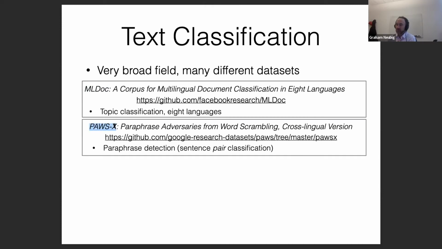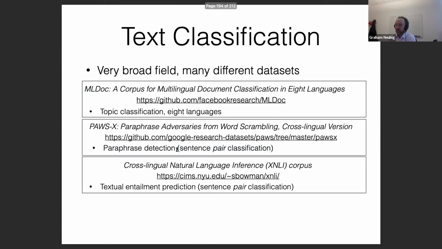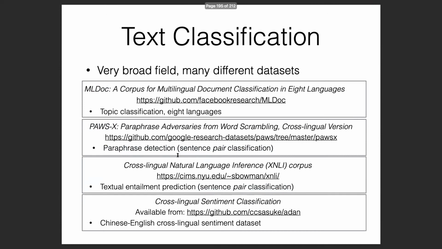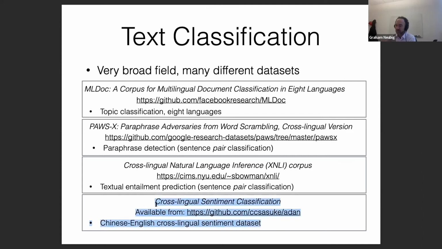There's also the PAWS-X corpus. This is paraphrase detection between languages. It's sentence pair classification where you feed in two sentences. Also cross-lingual natural language inference. So this is textual entailment prediction or natural language inference, which is also a sentence pair classification task. There's also cross-lingual sentiment classification in Chinese and English. So this could be used for sentiment.